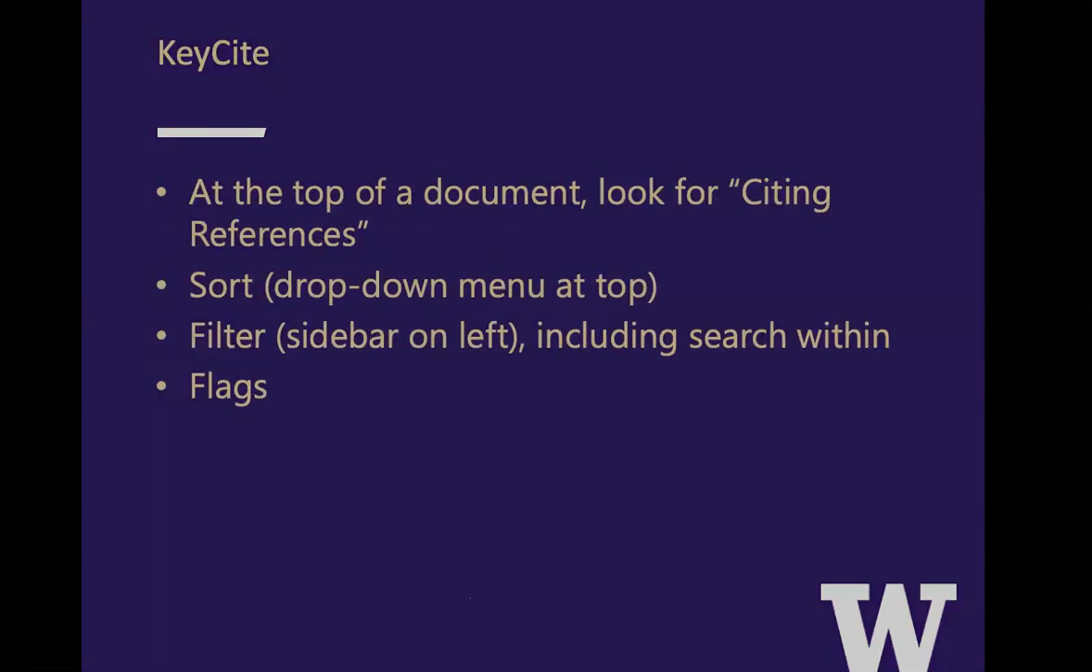The easiest way into KeyCite is to look at a document and then within that document at the top of the screen look for citing references. In KeyCite you can sort using a drop-down menu at the top. You can filter using many options in a sidebar on the left, and you can search within, that's one of the filters. Flags will alert you to what different citations mean.